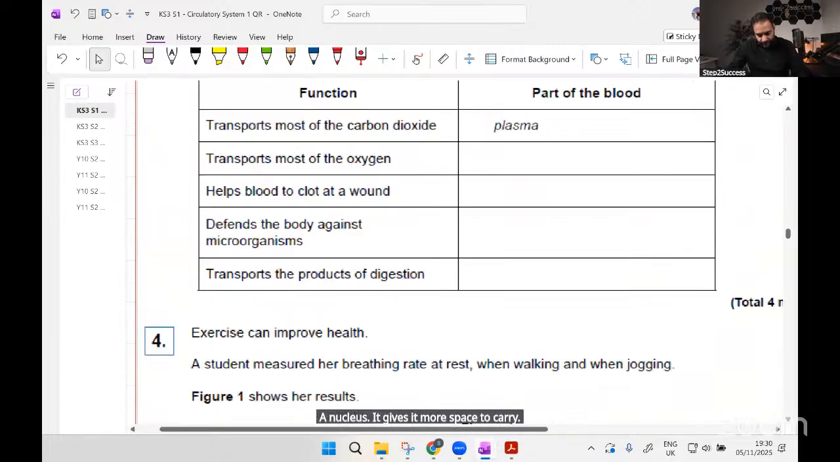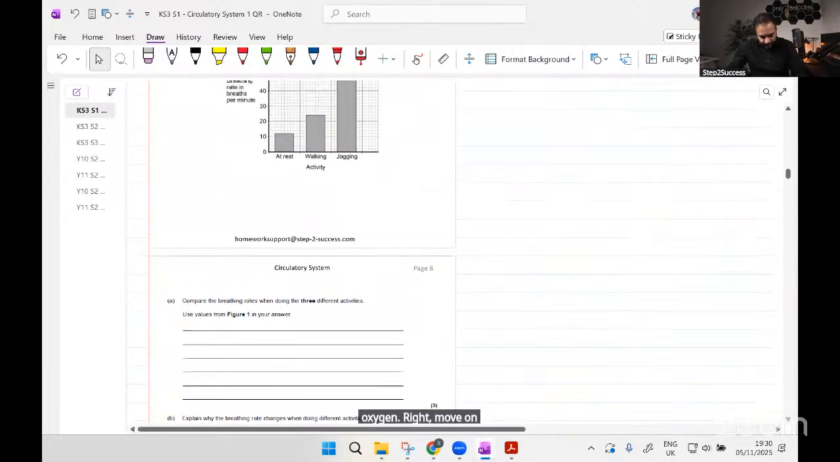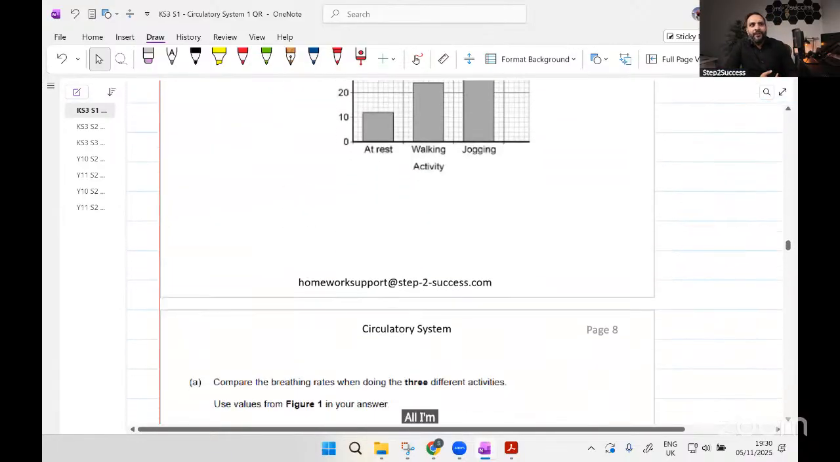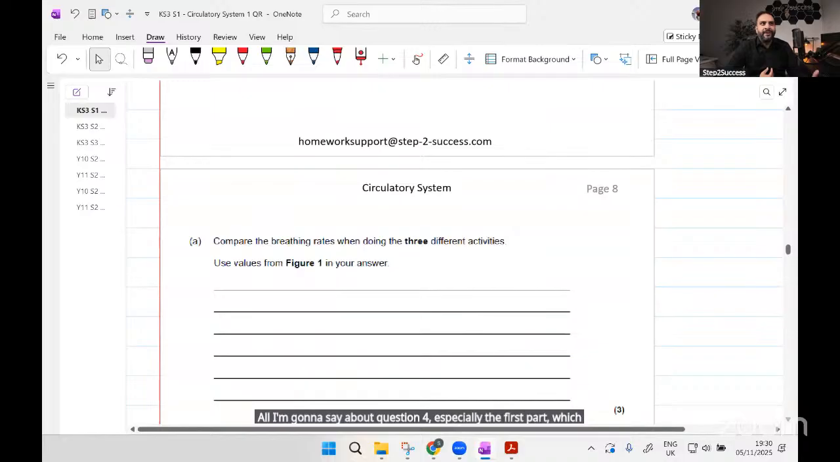Right, move on. Question four. All I'm going to say about question four, especially the first part, which people always seem to get scared of these kind of things.